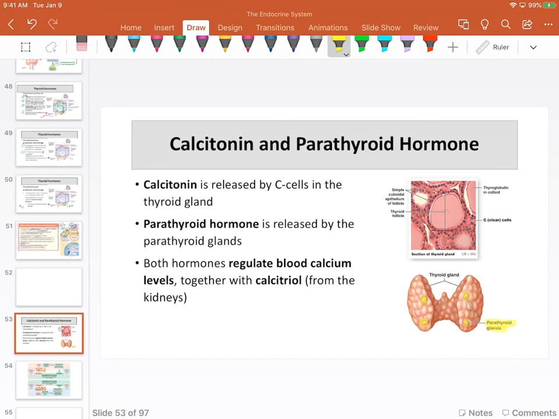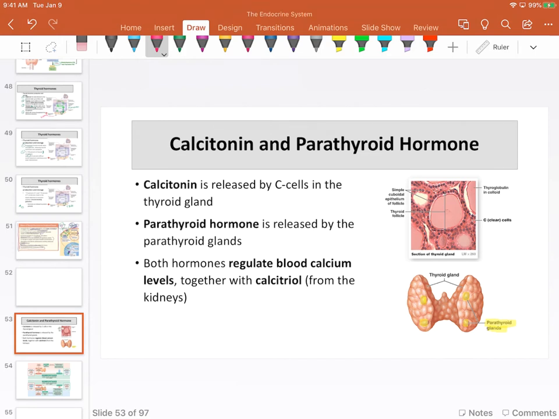Both calcitonin and parathyroid hormone are involved in the regulation of blood calcium levels. Now, hopefully you remember that I discussed the importance of calcium in cell signal transduction. It's a very important second messenger. Calcium is also important for the mineralization of bone material, and we therefore very carefully regulate it to make sure that we have enough calcium to behave as a second messenger, to regulate heart muscle contraction, for example, skeletal muscle contraction, and smooth muscle contraction. These all rely on calcium as a second messenger.